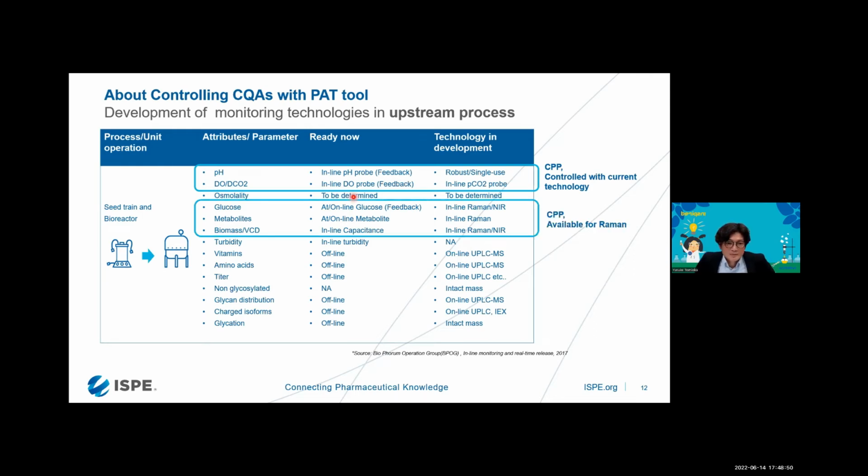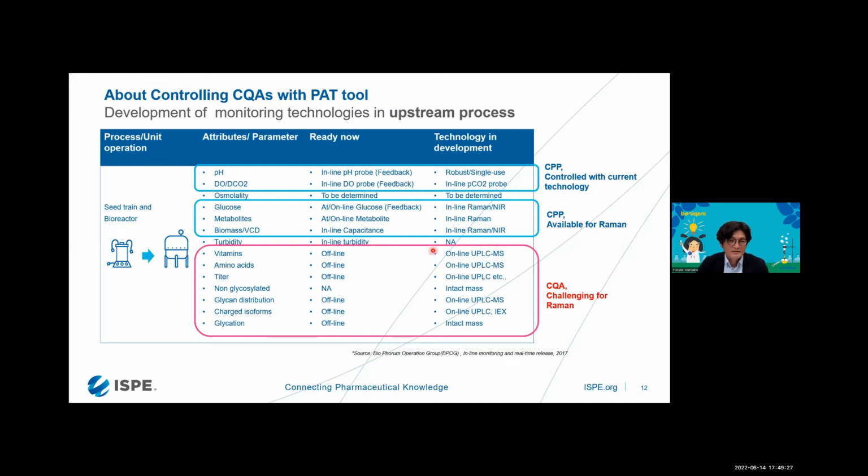And next, another parameter such as the glucose, metabolite, and the cell number, VCD. Such kind of parameter is currently monitored with at-line or online monitoring technology. But in the near future, monitoring this kind of parameter will shift to implementing inline monitoring technology, such as Raman or NIR. So monitoring such parameters is available with Raman technology.